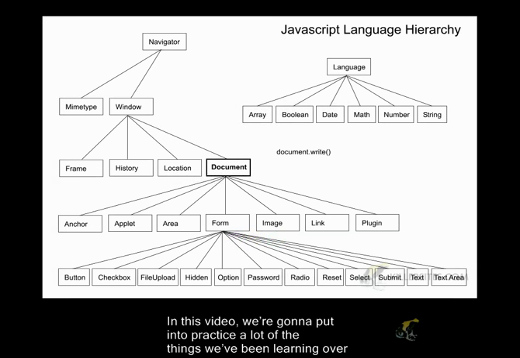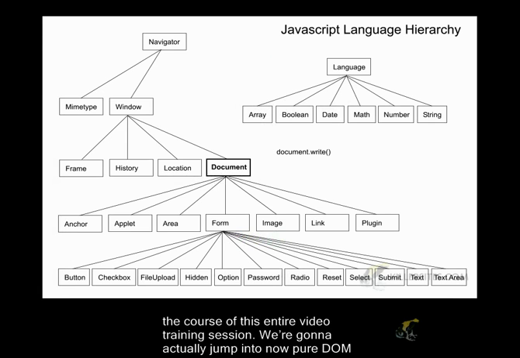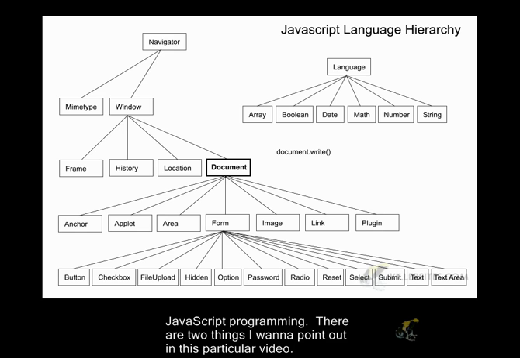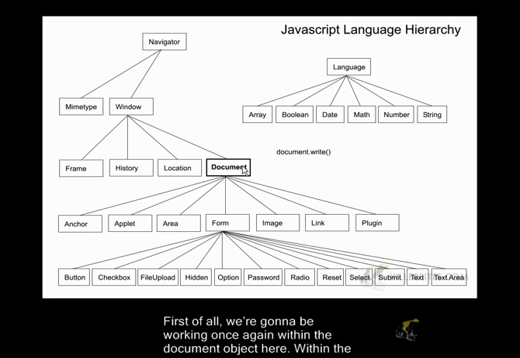In this video, we're going to put to practice a lot of the things we've been learning over the course of this entire video training session. And we're going to actually jump into now pure DOM JavaScript programming. There are two things I want to point out in this particular video. First of all, we're going to be working once again within the document object here.